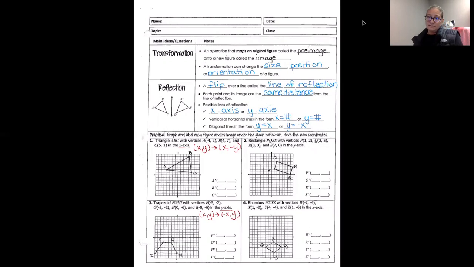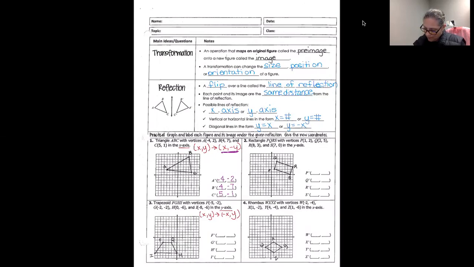So as you look at this first problem, it is a triangle. It is triangle ABC with vertices A (-4, 2), B (4, 7), and C (5, 1). And we're reflecting that over the x-axis, which means we're going to use the coordinate rule (x, -y). So we're going to keep the x coordinate the same, and we're going to change the sign of y. Then you're going to plot those new points and label them with primes.